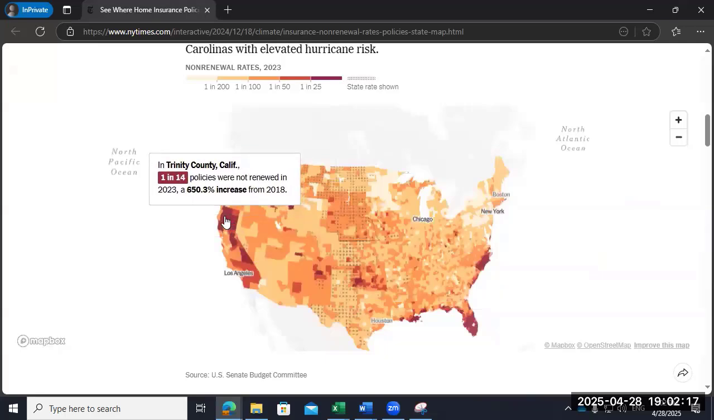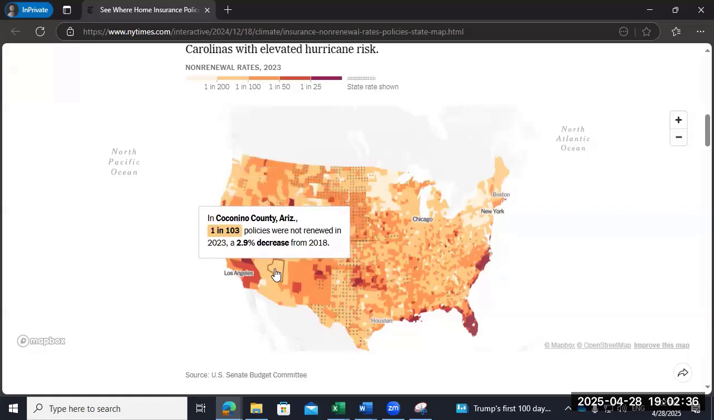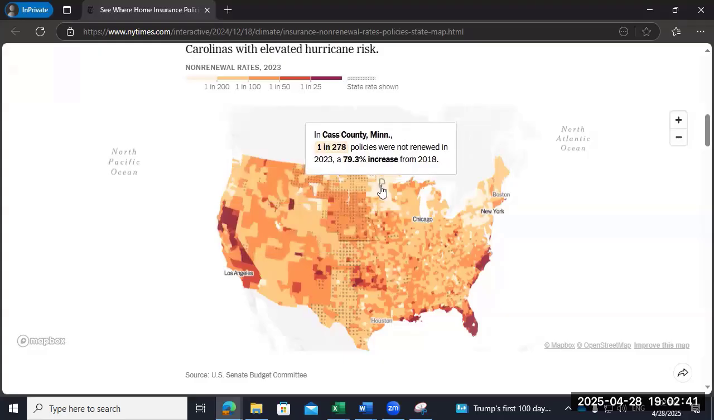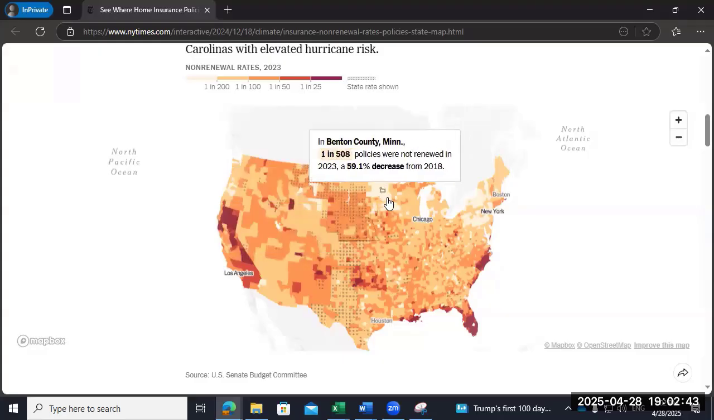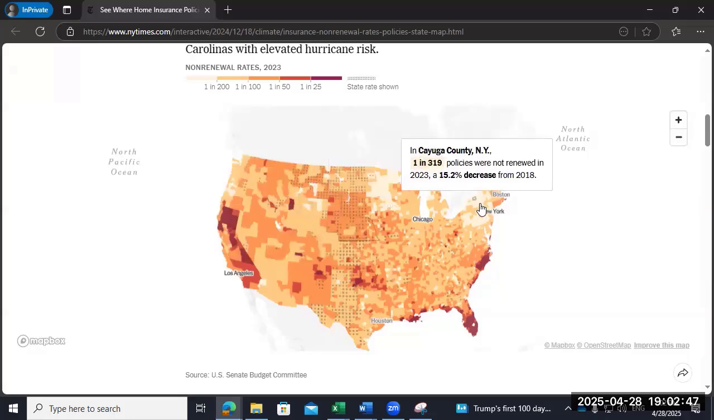So let's see if I can find, I think I saw 4, there you go. Policies were not renewed in 2023, 1 in 14. 1 in 14 policies. That's a 650% increase from 2018. I don't know if you can find the highest one of all. That one was pretty high. And in other places, 1 in 103, 2.9% increase. And then up here, 1 in 278, 1 in 691, almost no one was non-renewed.